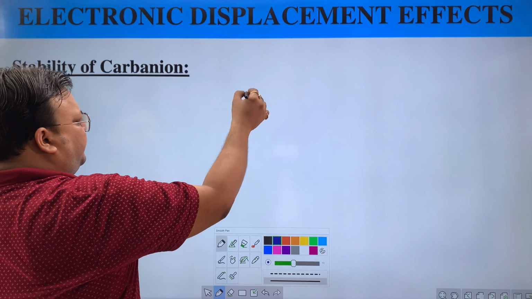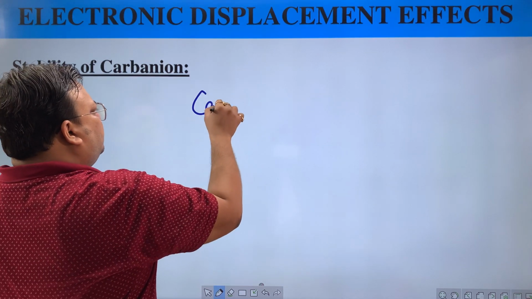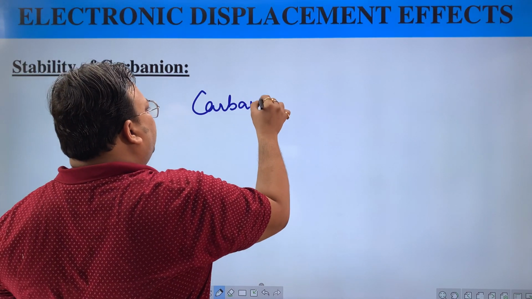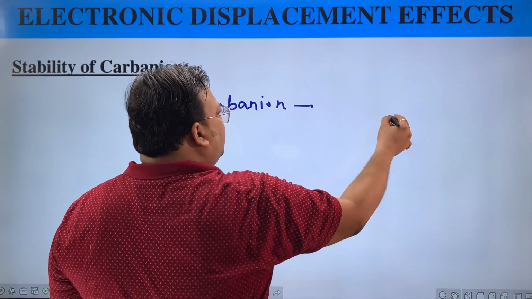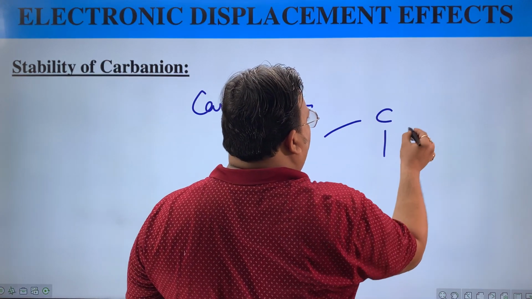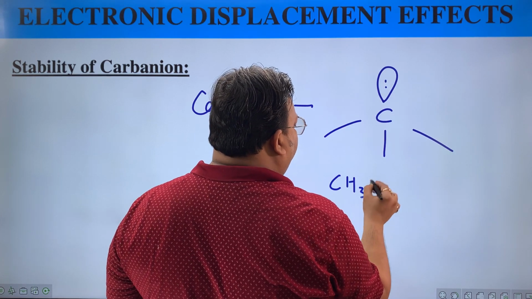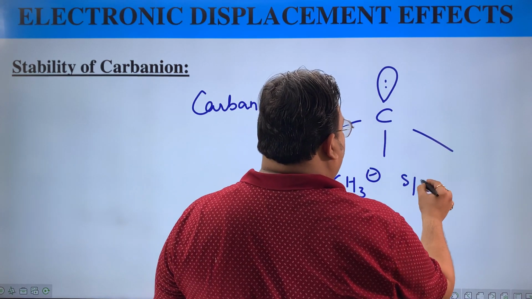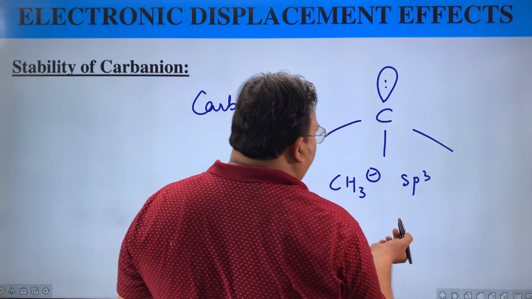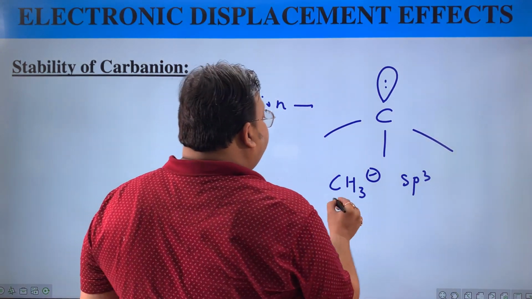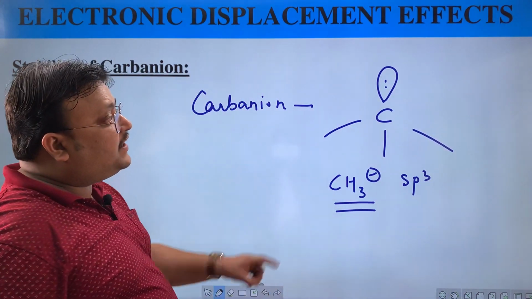Carbanion is a species containing 3 bond pairs and 1 lone pair. The simplest carbanion would be CH3 minus, it's sp3 hybridized, isostructural to ammonia. And this time it's negative, remember this time it's negative.